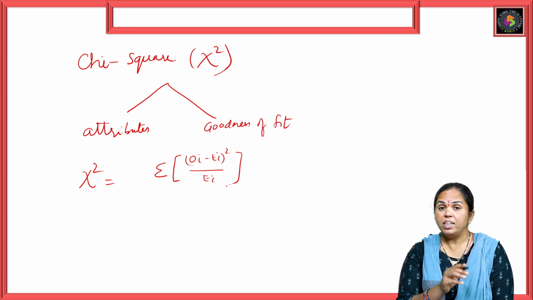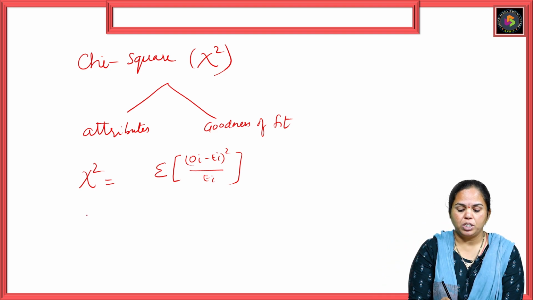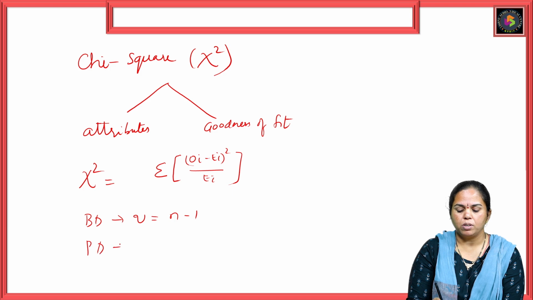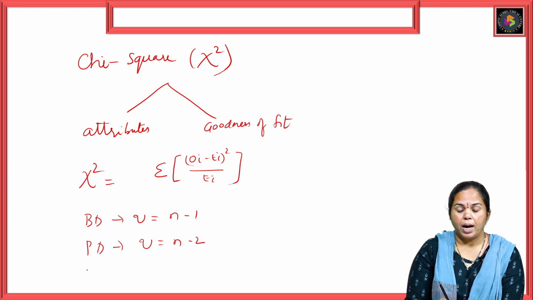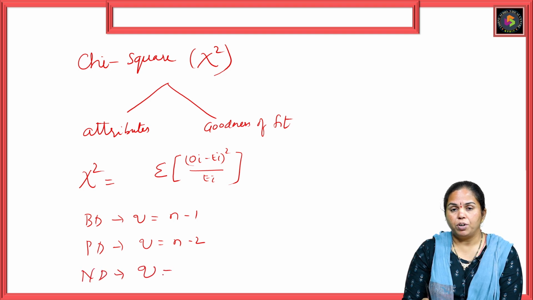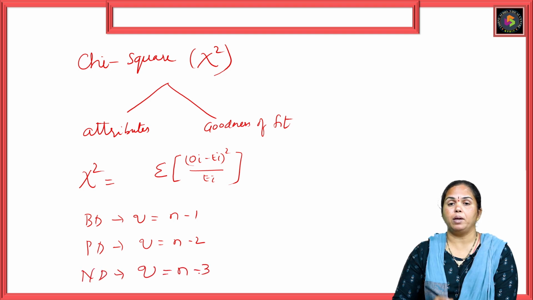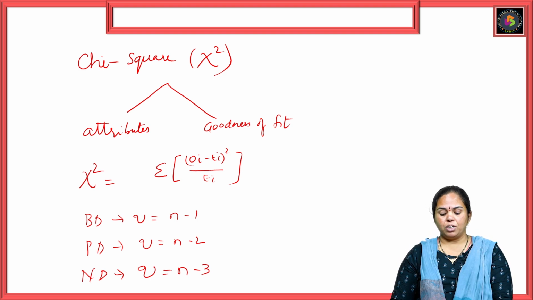In this case, the degrees of freedom will change according to the distribution. If your distribution is a binomial distribution, then degree of freedom nu equal to n minus 1. If it is a Poisson distribution, then the degree of freedom equals n minus 2. And if it is a normal distribution, degree of freedom nu equal to n minus 3. So do not get confused.